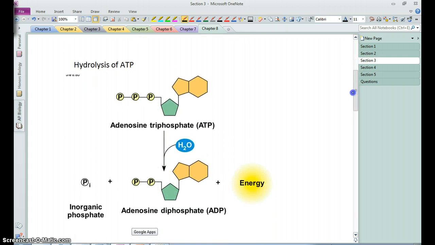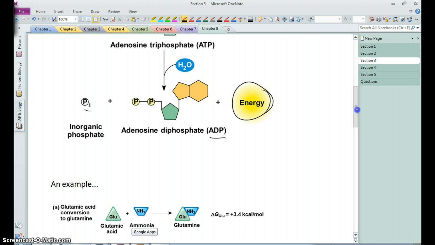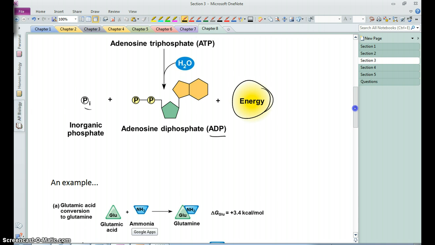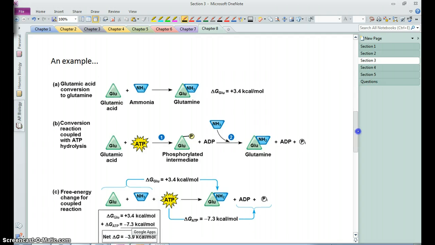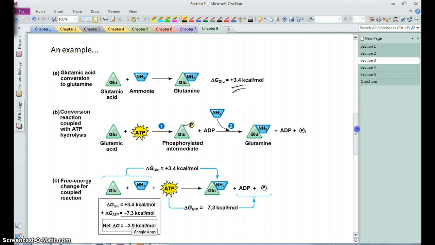And the conversion of ATP into ADP, breaking off one of those phosphates, releases some energy, and as we'll see here, this energy can be used to do work. So, for example, here we want to take glutamic acid, combine it with ammonia to create glutamine. So this is an endergonic reaction. It's a reaction that requires energy to carry out.